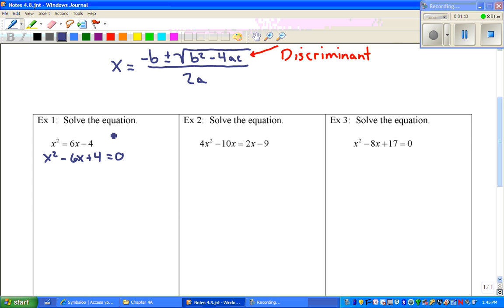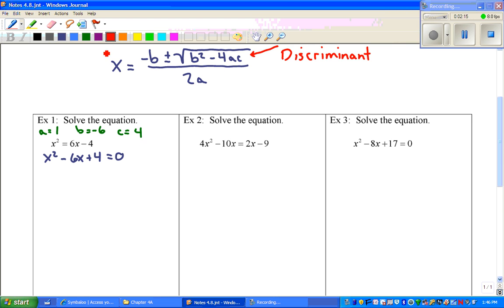In the past, we took this 4 and factored it, and tried to get this b term in the middle. But for this example, when we factor it, it's not going to work. So we're going to identify what my a term is, my b term is, and my c term, so that we can solve it using the quadratic formula. My number in front of the x squared is 1. My number in front of the x term is negative 6. And my c value is a positive 4.